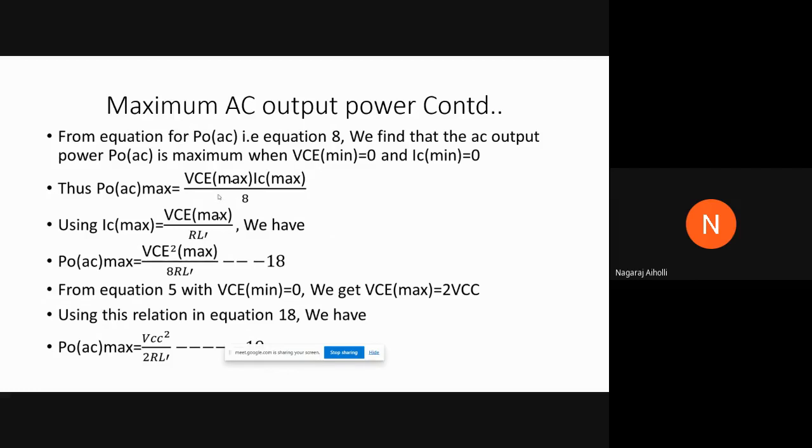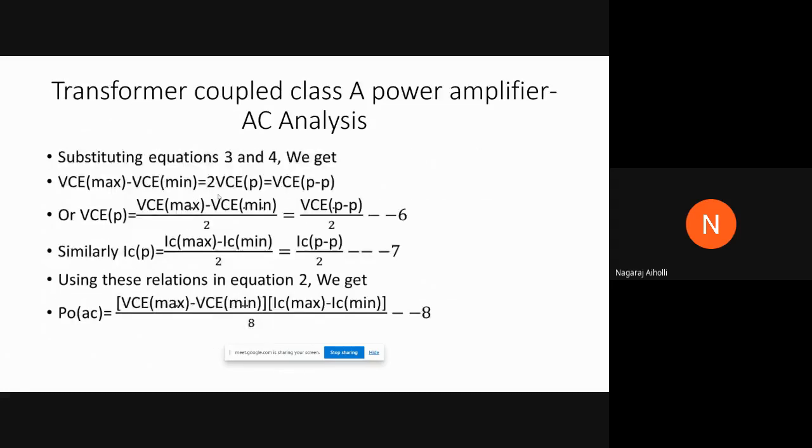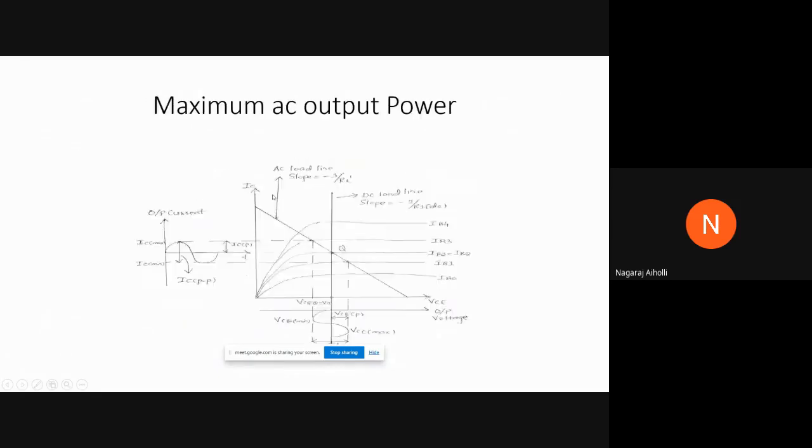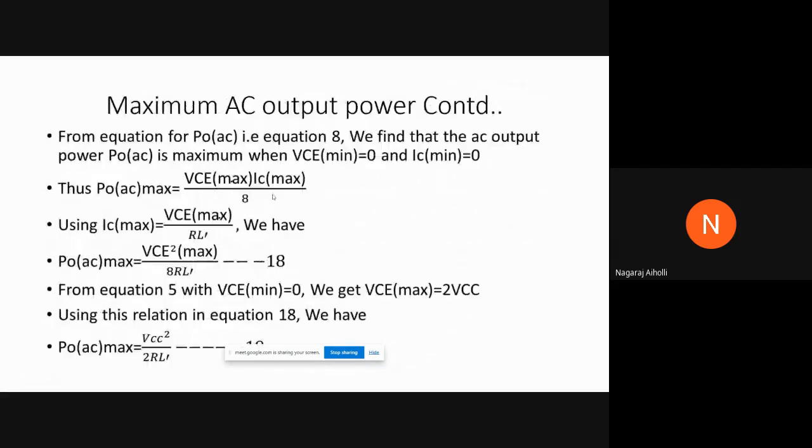Let us go to the circuit of a transformer coupled class A amplifier. In this circuit, the collector current will be maximum when the collector to emitter voltage will be maximum. Collector current is the current which is flowing here in the collector path. This will be maximum when the collector to emitter voltage will be maximum. So IC max is equal to VCE max divided by RL dash. RL dash is the resistance of the primary winding of the transformer, or it is the output resistance of the transformer here. So we will be getting here IC max is equal to VCE max by RL dash.